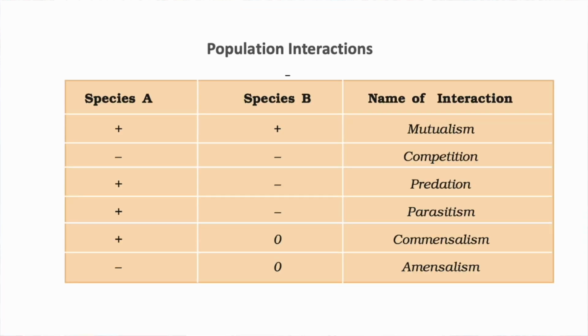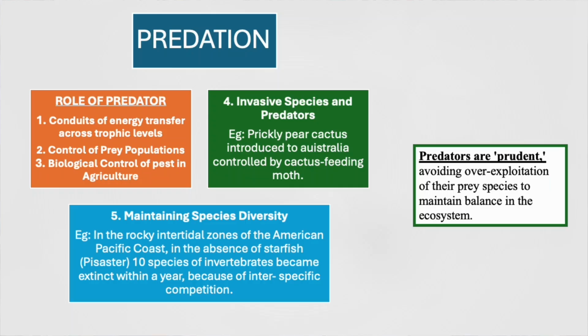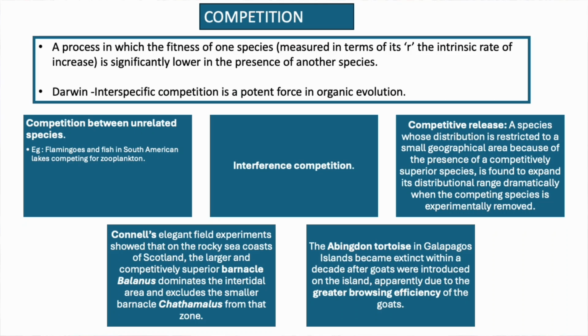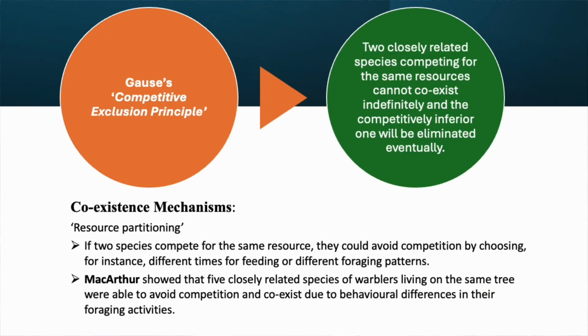After that, we learn different population interactions. First of all, we learn predation, learn the role of a predator in maintaining ecological balance, different adaptations seen in animals and plants to protect themselves from the predator. After that, we learn competition. Under competition, learn all the examples mentioned. Learn Gause's competitive exclusion principle and how MacArthur showed that organisms can coexist.